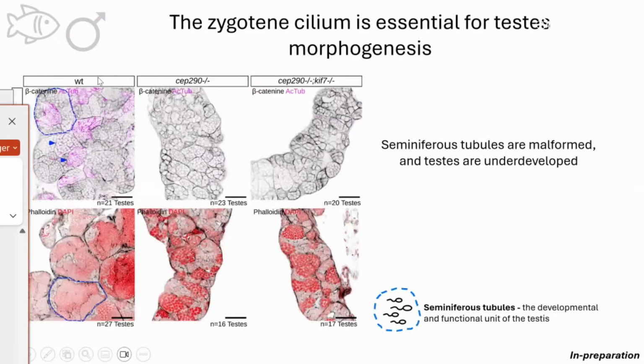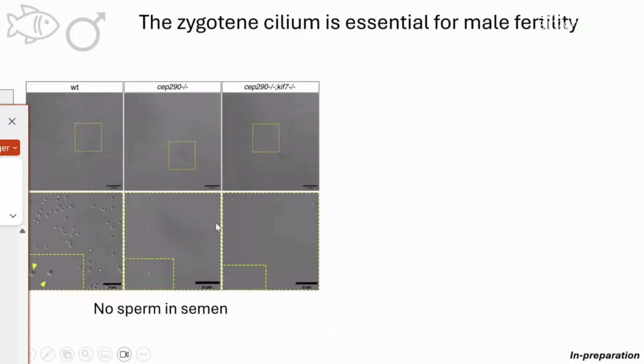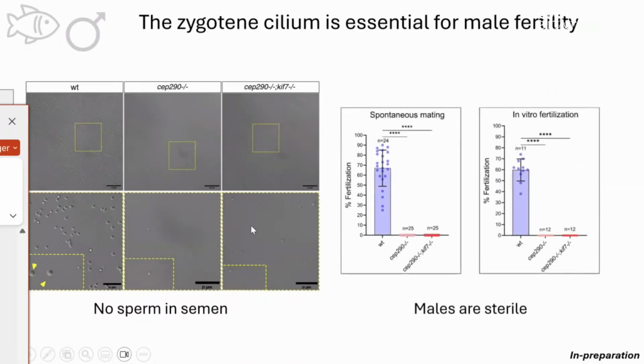Not only that, instead of a nice, beautiful seminiferous tubule organization in the wild types, the ciliary mutants exhibit abnormal seminiferous tubules and an underdeveloped testis. They have very few mature spermatozoa, marked here with the flagella in magenta. And downstream to it, there is no sperm in the mutant's semen. They fail to fertilize wild-type eggs, both in spontaneous mating and in vitro fertilization.